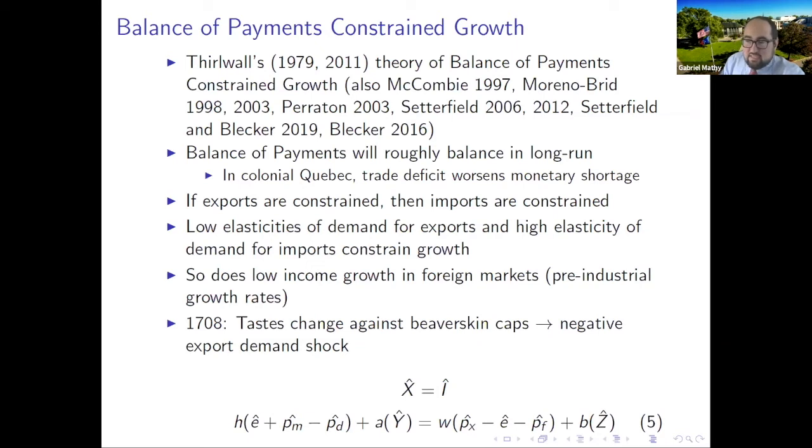But obviously the low elasticity of demand for exports is going to matter to constrain growth. So the amount of demand they're getting from the exterior is going to be limited. They do have some government spending from France, that's mostly just related to warfare. And then there's going to be a high elasticity of demand for imports. So they're just kind of stuck between those two.